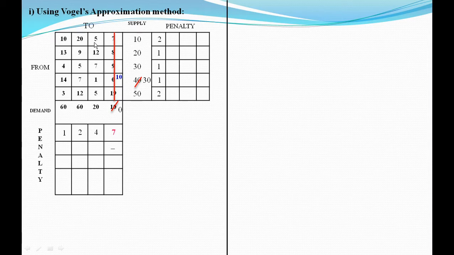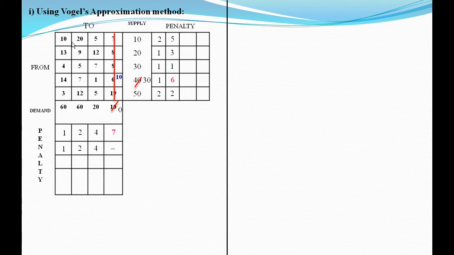First minimum is 5, second minimum is 10. So the difference between these two is what? 5. I am writing these things first because there is no change in the first minimum, second minimum, because when you strike out the column, there is no change in these columns. So I have written 1 2 4 directly. Then I am writing this change.